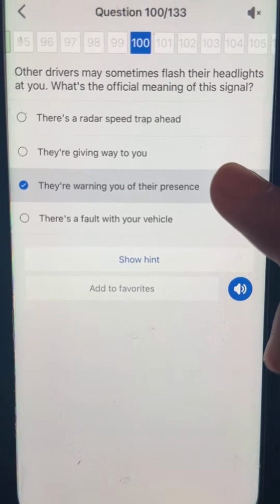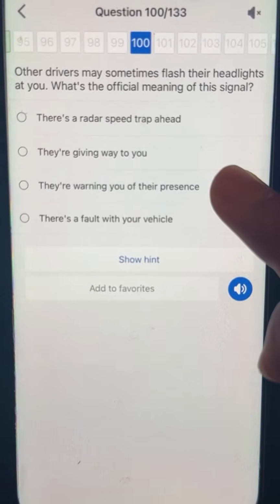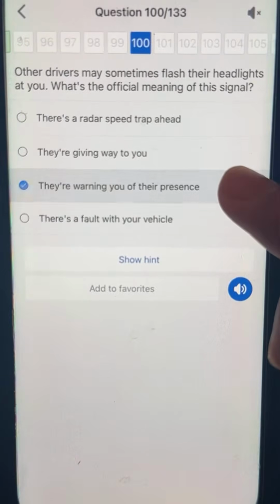So sounding the horn and flashing the headlights have the same meaning. A lot of drivers out there flash their headlights to say thank you or to give you way, to tell you to go first, but that's totally wrong. On theory test questions, we sound our horn for one reason, and we flash the headlights for one reason: to warn others about our presence. That's it. C is the correct option.